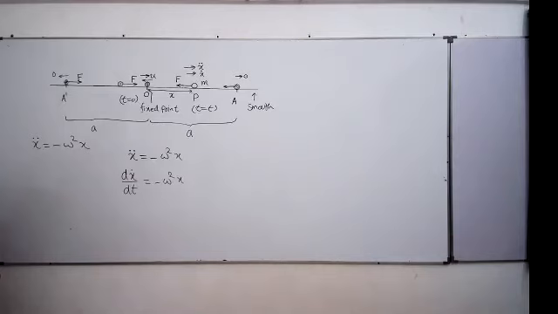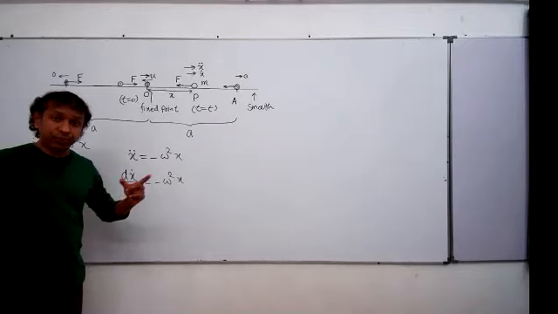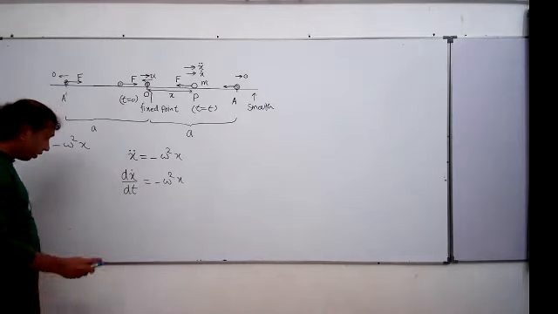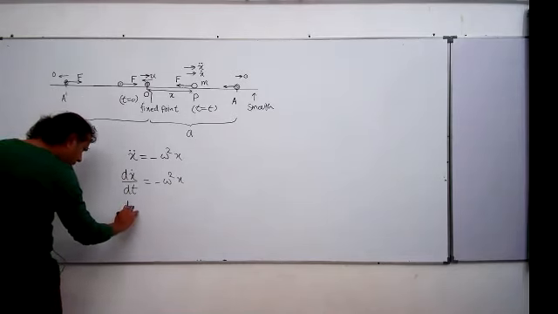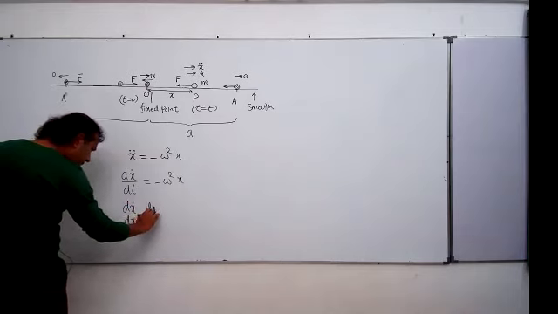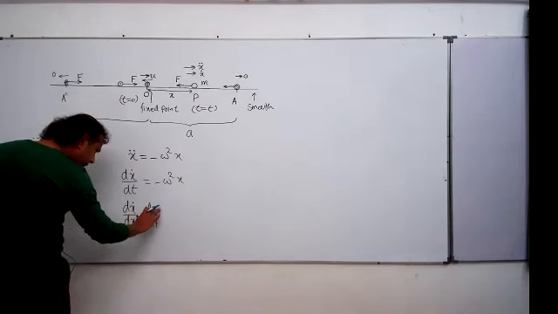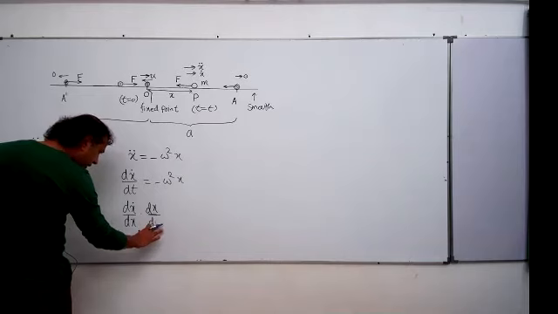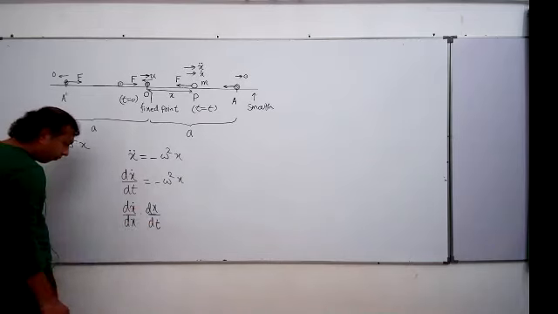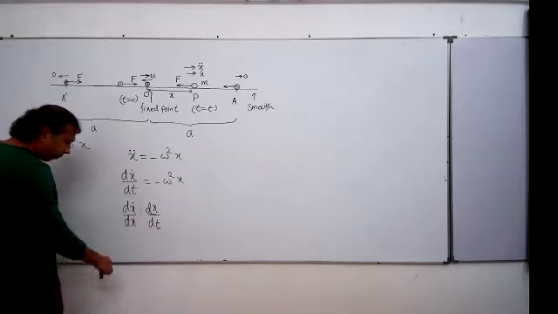Dx dot divided by dt means the first derivative of the velocity with respect to time t, which is the acceleration. Then I write this as dx dot divided by dx multiplied by dx by dt. Then you can see, by the chain rule in differentiation, the dx terms cancel down, and dx dot divided by dt comes back.